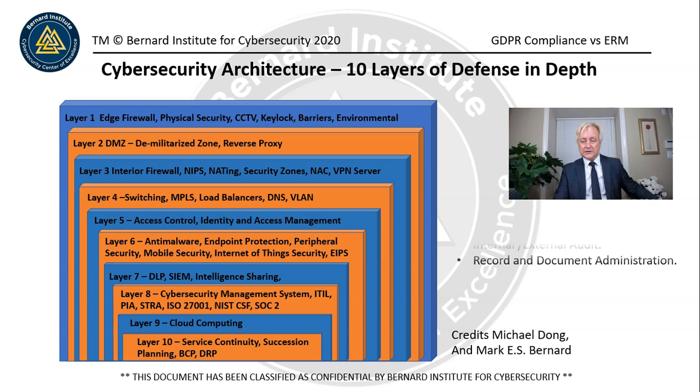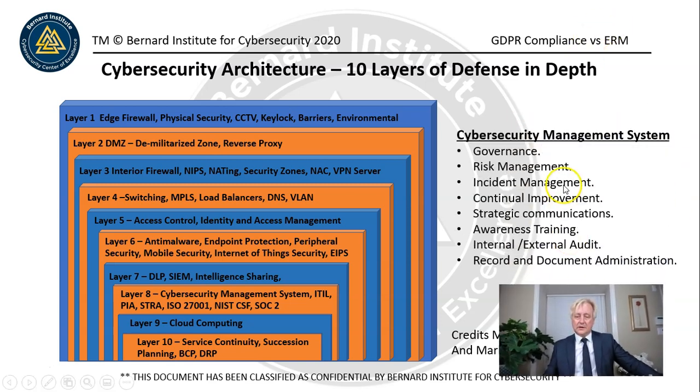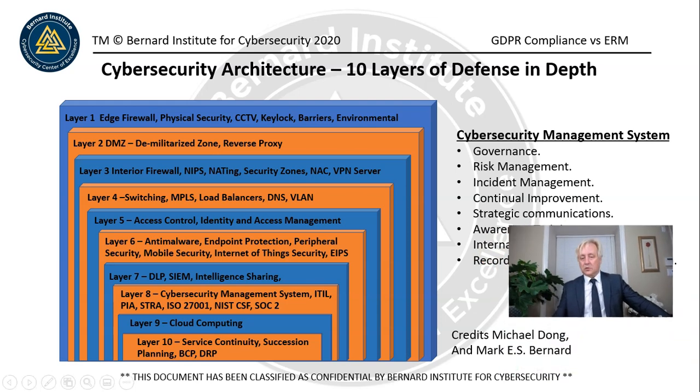Okay, so these are the various layers of defense in depth. This is the management system: governance, risk management, incident management, continual improvement, strategic communications, awareness training, internal, external audit, and record and document administration. So that's the management system, and we'll talk a little bit more about that later on.